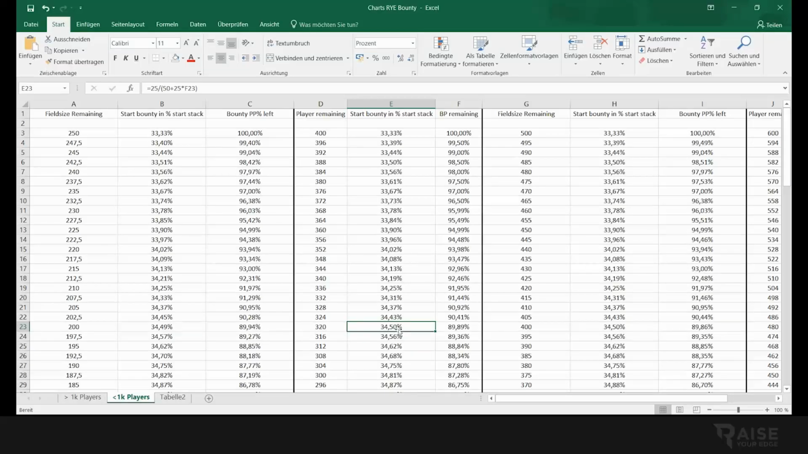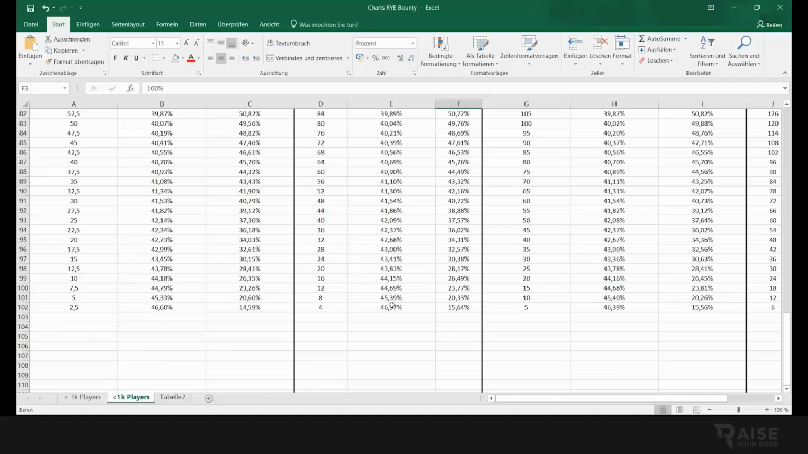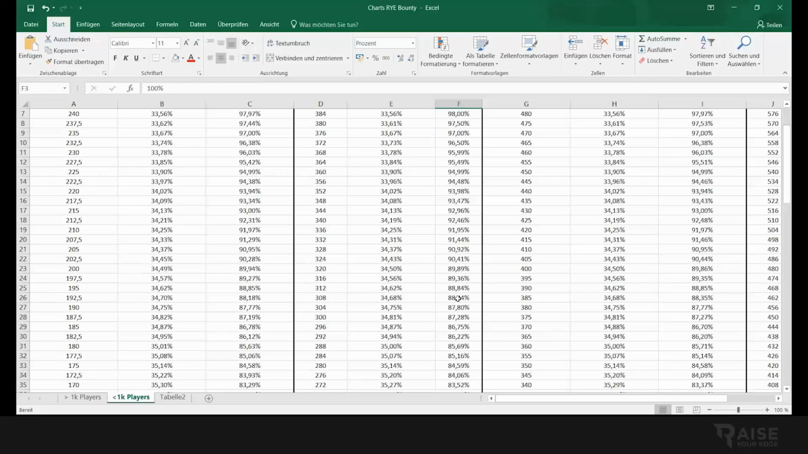Can you maybe just shortly explain what this 89% means? Sure. When we start the tournament, the bounty prize pool remaining is 100%, right? Nothing has been taken out. And when the field size decreases, so players are busting, then of course the bounty prize pool is decreasing as well, because money is taken out. I win a bounty of a player and I take this money into my pocket, straight into my account. So it's not remaining in the tournament bounty prize pool, and the bounty prize pool will diminish with the players left.